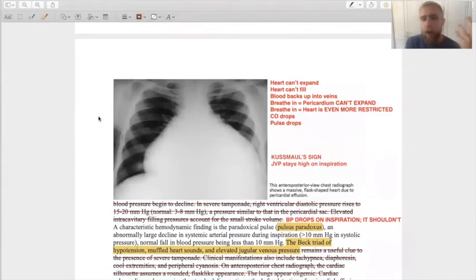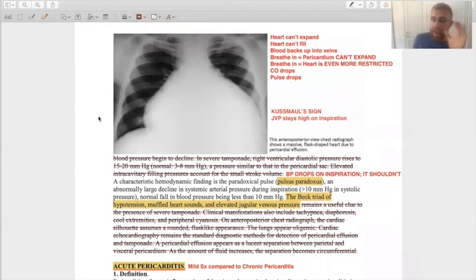So this goes hand in hand with pulsus paradoxus. Because blood can't go into the heart whenever you breathe in, that means that your cardiac output drops when you breathe in. And this means that distally, your blood pressure, your pulse is going to drop whenever you breathe in, and that shouldn't happen. So that's called pulsus paradoxus. So same concept, right? Normally your cardiac output goes up whenever you breathe in. And in the case of a tamponade, it will not do that. If you're looking at JVP, that's called Kussmaul's sign. And if you're looking at distal pulses, that's pulsus paradoxus.